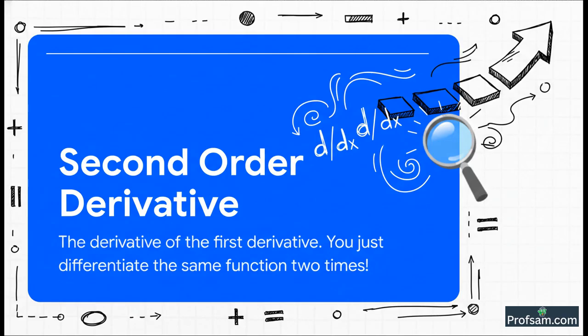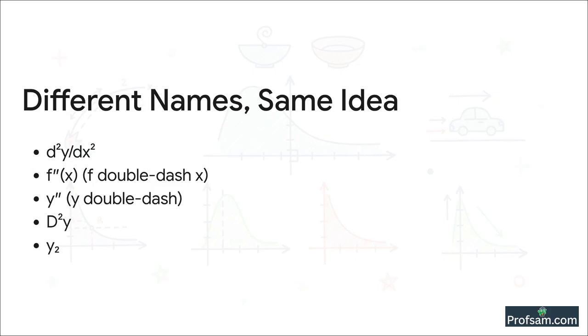Simple as that. Now, in your NCERT textbook and in your exams, you'll see it written in a few different ways. Don't let this confuse you, okay? Whether it's d squared y by dx squared, or f double dash of x, or y double dash, they all mean the exact same thing, just different ways to write the same idea.